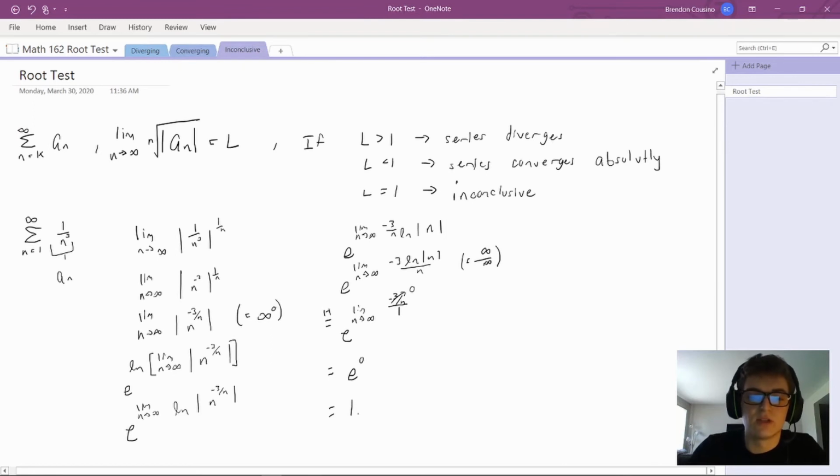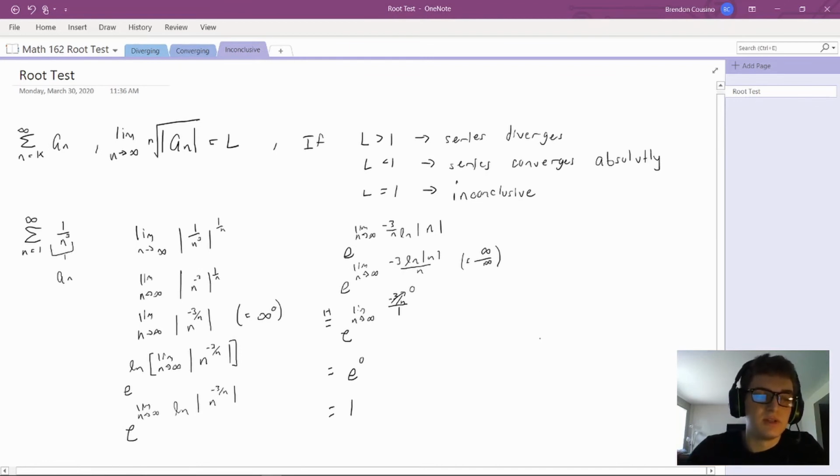So let's go back to check our criteria. We definitely don't have L is greater than 1. We don't have L is less than 1. So we have this third case here, where L is equal to 1. That tells us that the root test is inconclusive. So we weren't able to determine if the series converged or diverged using the root test for this example. That just tells us we need to use a different series testing method.